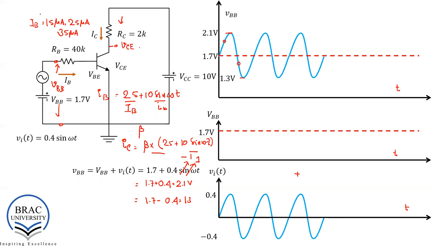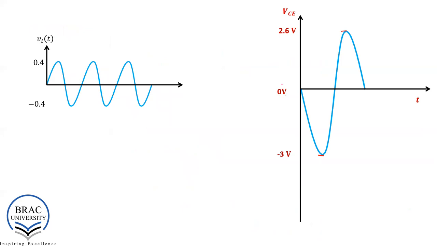V_CE, which is in fact V_CC minus I_C R_C, whereas I_C has two components. One is DC, another is AC. So again, that means V_CE in fact is going to have two components, one is DC, another is AC. And finally, if we remove the DC component, we found that at the output part, for the AC signal only, we have an output amplified signal.